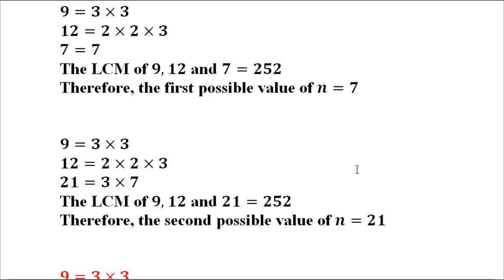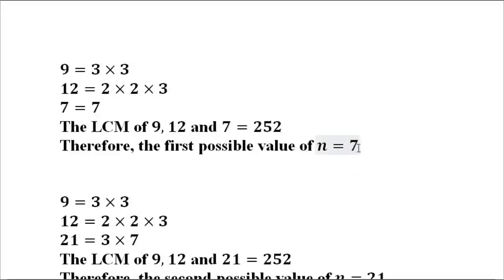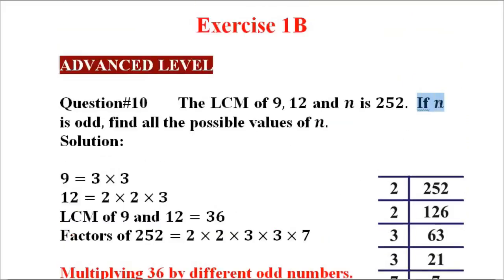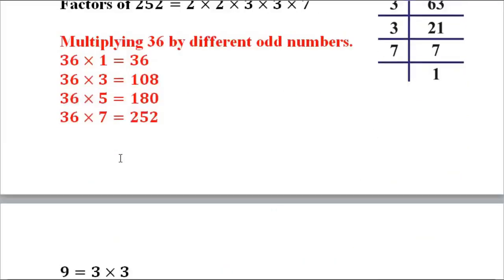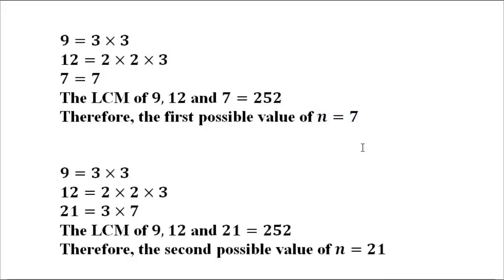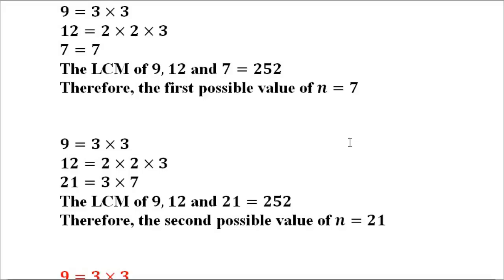For the other possible values of n, I'll multiply the first possible value of n, which was 7, by 2, giving us 14. Now, 14 is an even number, while the value of n is an odd number. Next, I'll multiply 7 by 3, resulting in 21, an odd number. 21 might be the second possible value of n.